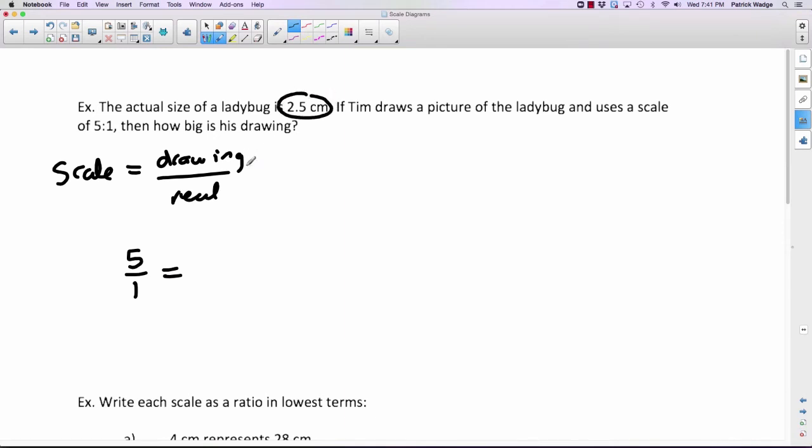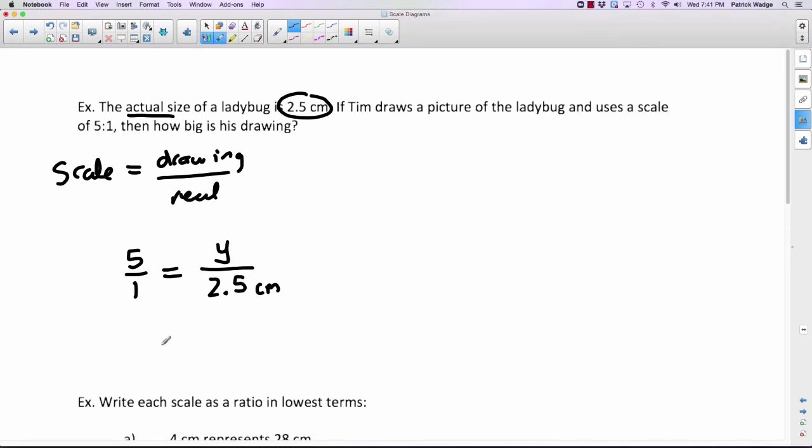This, 2.5 centimeters. Is that the real size of the ladybug or the drawing size? That's the actual size. So, where it says real, you're going to put 2.5 centimeters. So once again, our answer is going to be in centimeters when we get it. We want to know this one here. I'll call it y. I think that's safe.